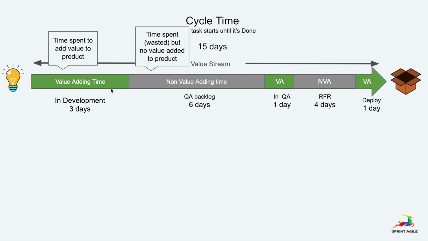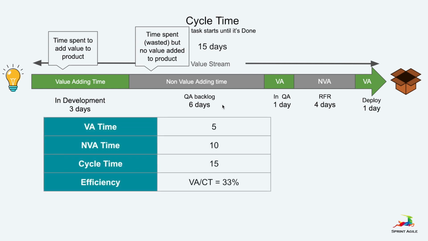Now we have identified our value stream and we know how long exactly we spent on each step. Now it's time to calculate team efficiency. To do that, we need the total value-adding time, so in our scenario 5 days, divided by total cycle time, which is the whole time we spend in our value stream. So again, in this scenario, 15 days, and that gives us team efficiency, which is 33%.